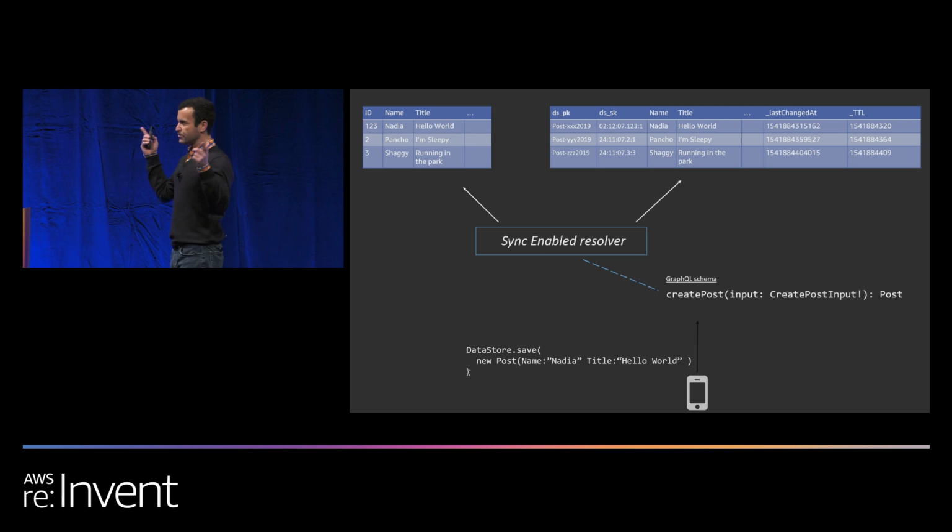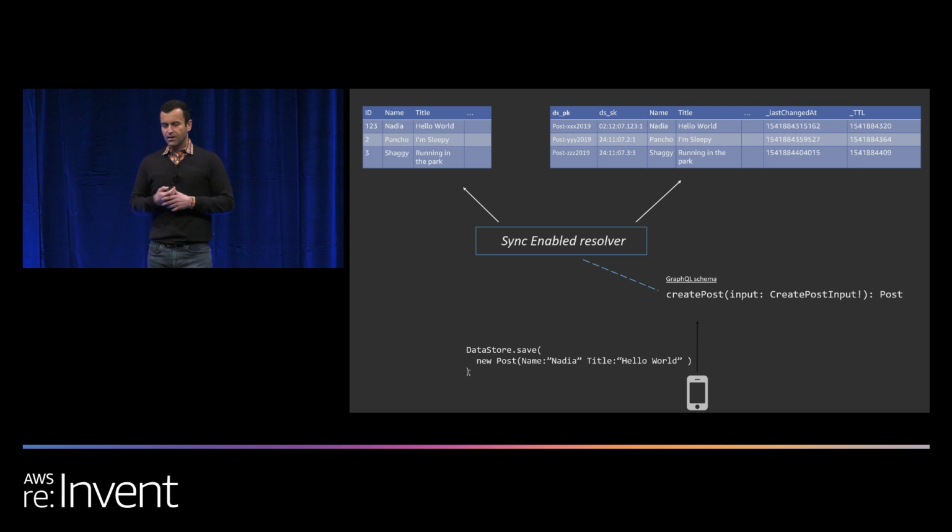So I have a sync-enabled resolver, and I'm going to use DataStore.save. I do that dynamic model generation and write to the back end. The AppSync sync resolver will look at this: is this an updated or a new item? If it's a new item, it's just going to write to both databases, version equals one. If it happens to be an update, then if it passes conflict detection, it's going to appropriately increment the version itself and respond to the clients, as well as do subscriptions.